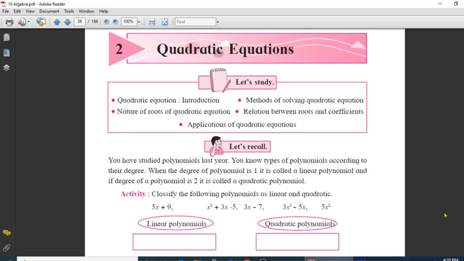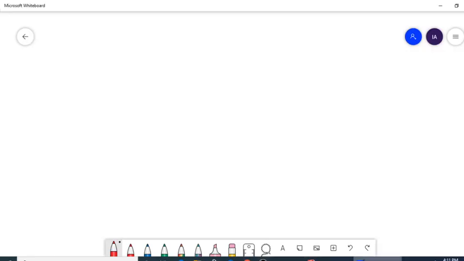Maharashtra State Textbook, chapter number 2, quadratic equation. So we're going to start this chapter, which is the second chapter of your textbook, quadratic equation. We will begin with basic information about quadratic equation. What is quadratic equation? What is the general form of quadratic equation?